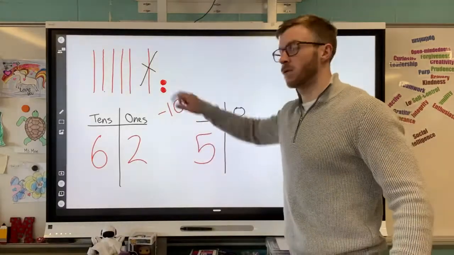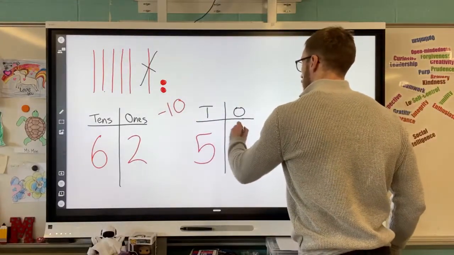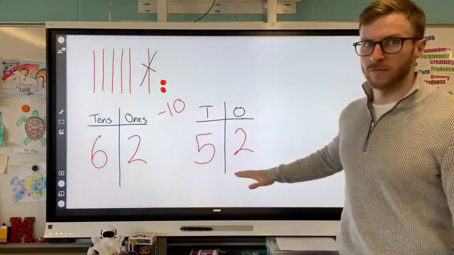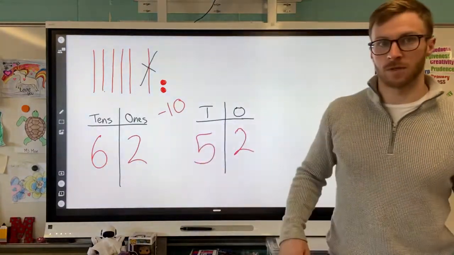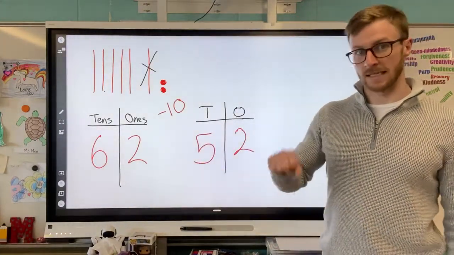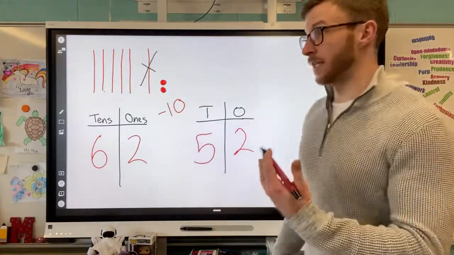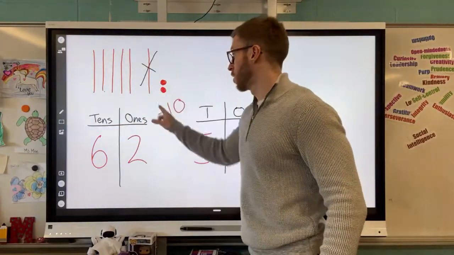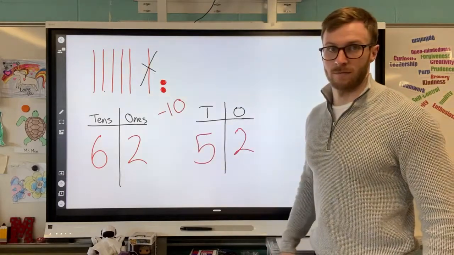And did we get rid of any 1s? No, we did not. So we still have 2 1s. So 10 less than 62 is 52. Did our 10's place value change? Yes, it did. It went from 6 to 5. 6 minus 1 equals 5, or 6 10s minus 1 10 equals 5 10s.